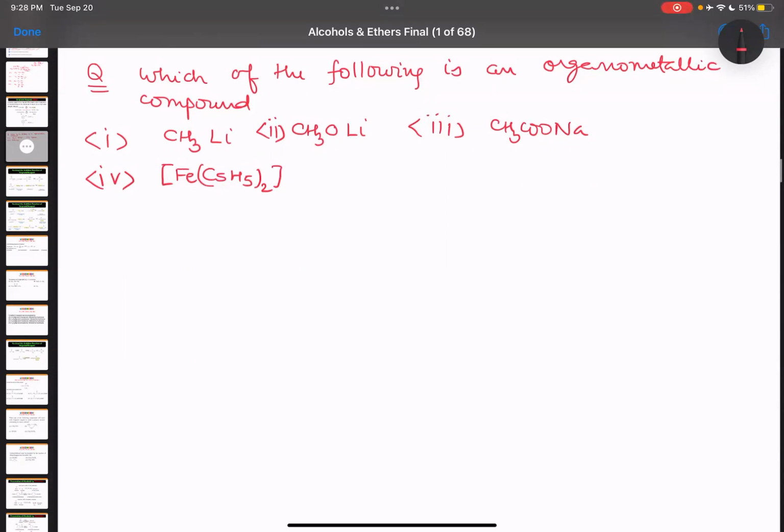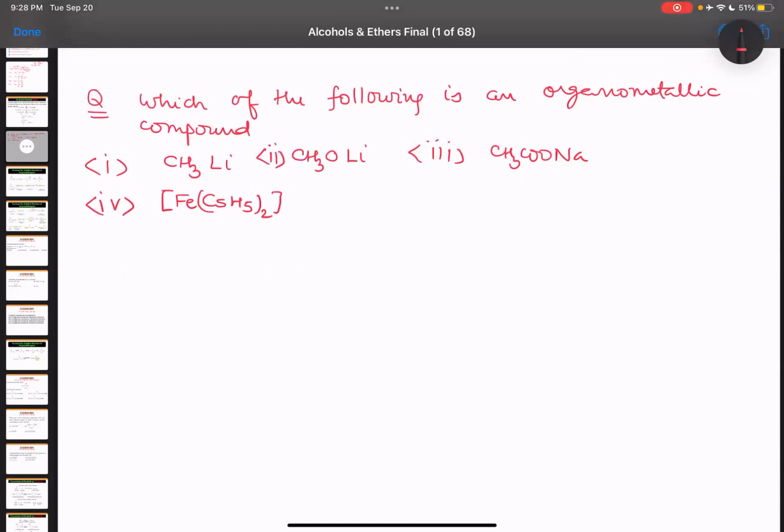Sir, option one, sir. Yeah, option 1 and option 4, both. But these two are not organometallic compounds. Why? Sir, because here the carbon is connected to the metal by oxygen. Yeah. So the metal is connected to oxygen, it is not connected to the carbon. Is it clear? Yes, sir.